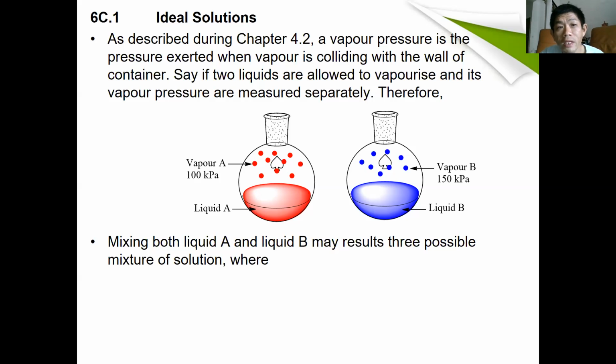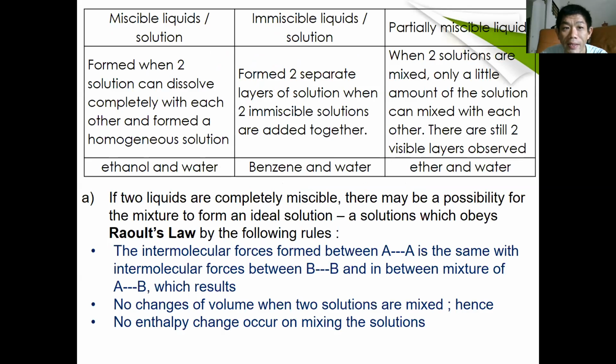Now, what an ideal solution is all about is when you are mixing two liquids together. When you are mixing liquid A and liquid B, there may be three possibilities. What are the three possibilities we are talking about? Number one, we have what we call a miscible solution, miscible liquids. A miscible solution is formed when two liquids can dissolve completely with each other and form a homogeneous solution. For example, when you try to dissolve ethanol and water.